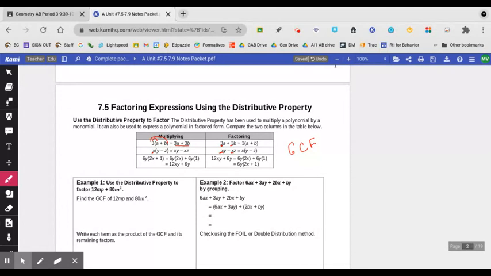And then that can become more complicated, where we're looking for a common factor that's a number as well as a variable. So when we look at our last example, we have 12 and 6. The common factor of 12 and 6 is 6. And then variables, both terms have a y. So it would become 6y times 2x plus 1.